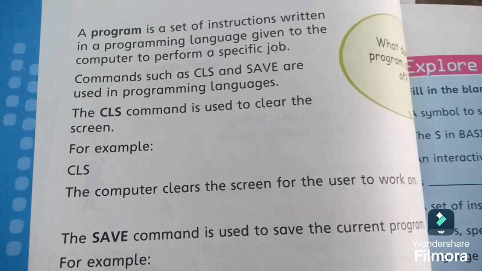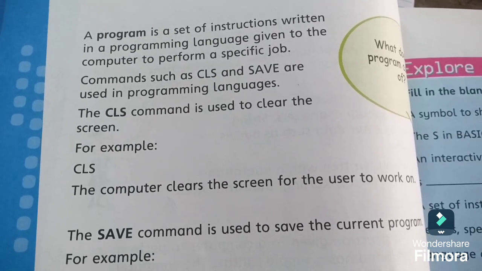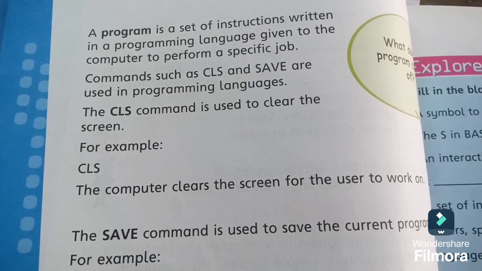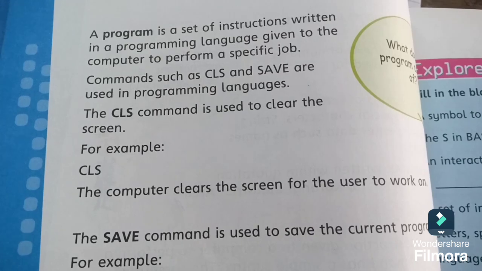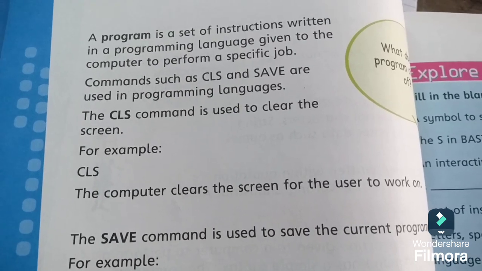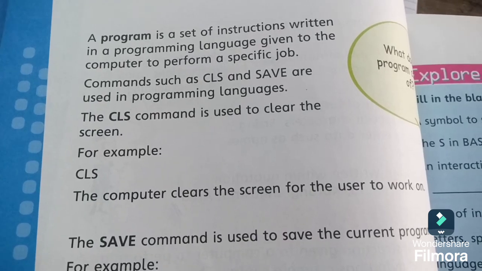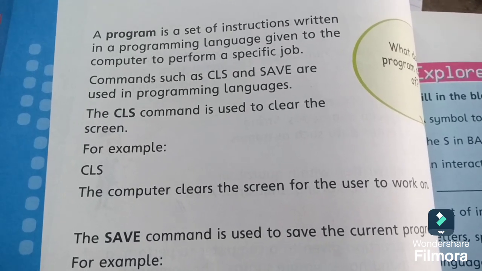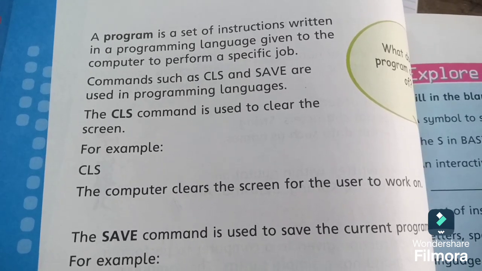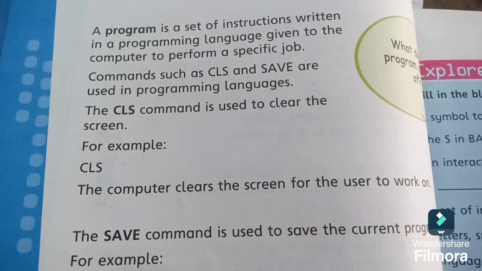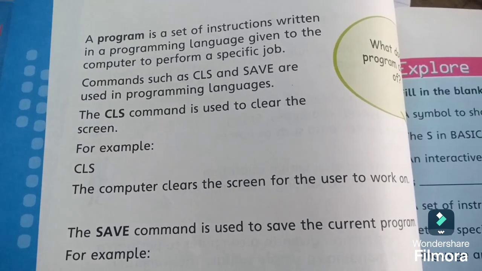So let me explain. A program is a set of instructions written in a programming language given to the computer to perform a specific job. If you want your computer to perform a specific job, then you need to write the proper and correct set of instructions. Okay, commands such as CLS and save. CLS is a command which is used to clear the screen. For example, this CLS, the computer clears the screen for the user to work on.